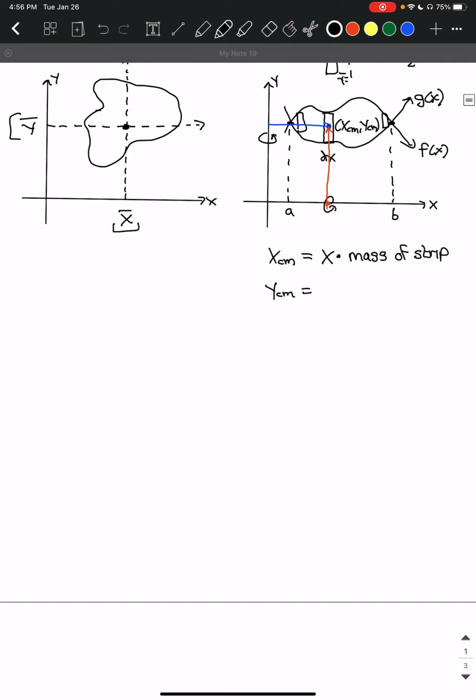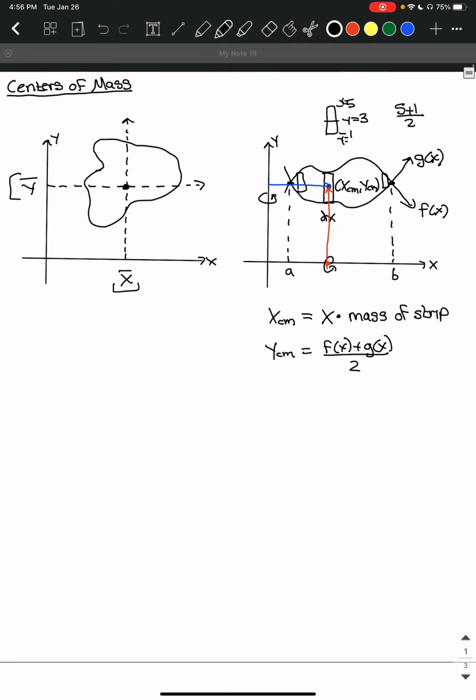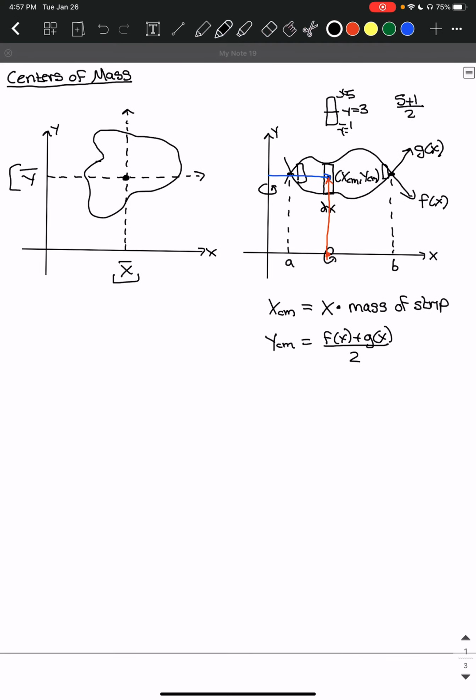So what I'm going to do here is the same thing, but arbitrarily I'm going to take f of x plus g of x at that point, right, divided by 2, and that's the distance here. That's functioning as our y, like this right here, and I'm multiplying that times the mass of this strip as well. So this is what we're going to do, and then the idea is if we integrate that and then divide by the mass, then we're good to go. But the idea here is that we first need to find out the mass of the strip itself.